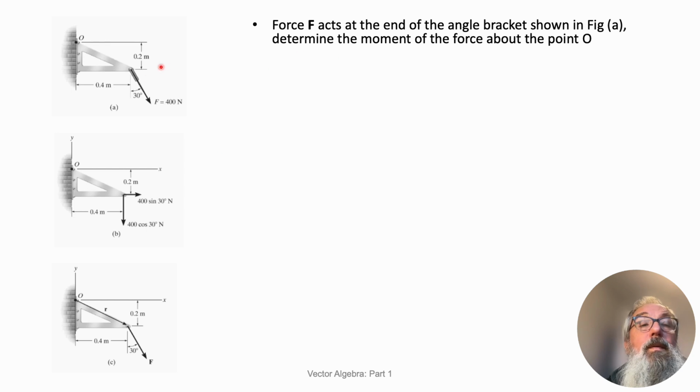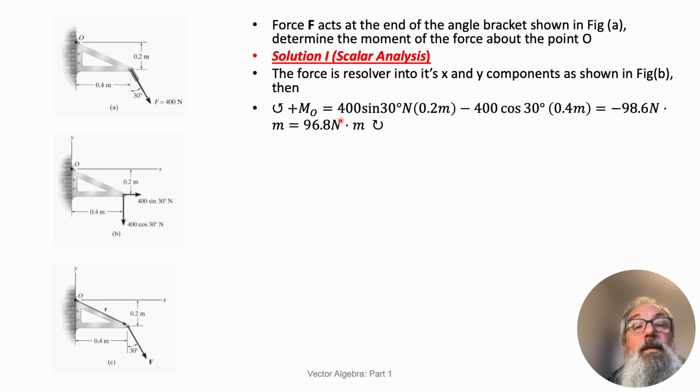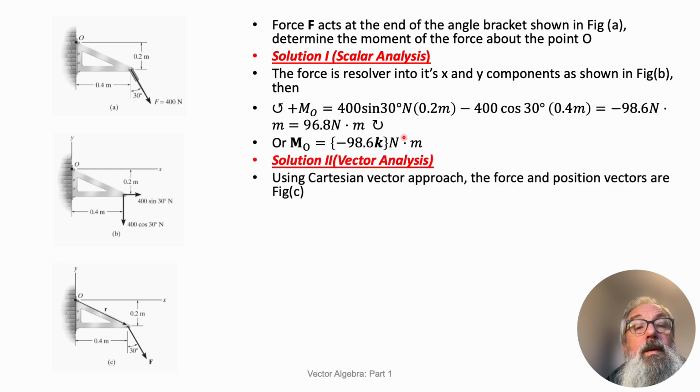So a force acts at the end of these triangular brackets. Right, there's the force acting down here at 30 degrees, magnitude 400 newtons. Determine the moment of the force about the point O. Okay, this will be quite tricky in Cartesian geometry, but let's have a look at what we'd do. So the moment is 400 sine 30 times 0.2, 400 cos 30 times 0.2, so the moment is going to be 96.8 newtons.